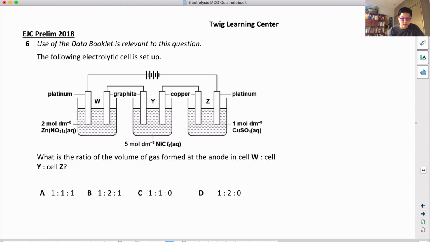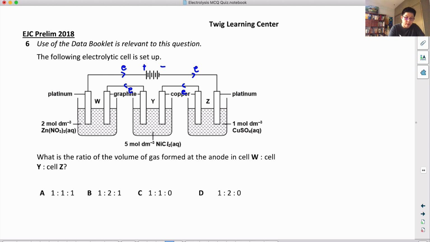Okay, what's the ratio of the volume of gas formed at the anode in cell W, cell Y, and cell Z? The anode is the one that undergoes oxidation. So we know that electrons are flowing in this direction, always going back to the positive part of the battery. This is how electrons are flowing.